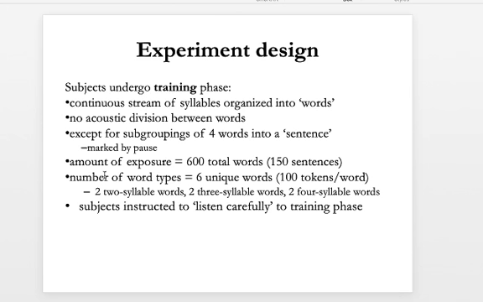Subjects were instructed to listen carefully to the training phase, but no attempt was made to enforce that. They weren't given any task to do. This was really just passive listening, right? And it's been shown to work with adults in other experiments, and so this is the way we set the task up.